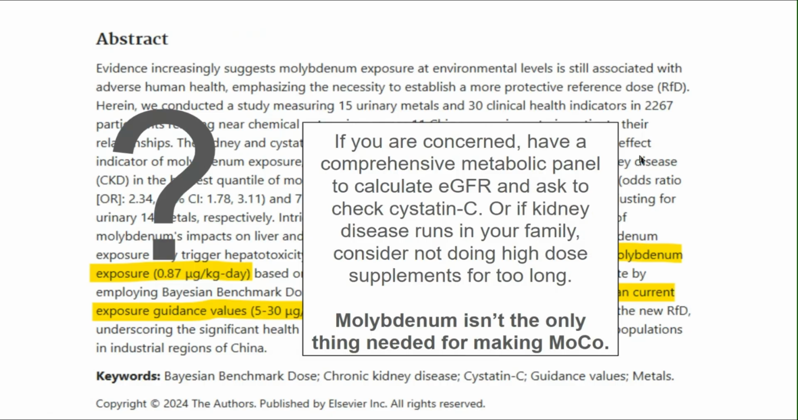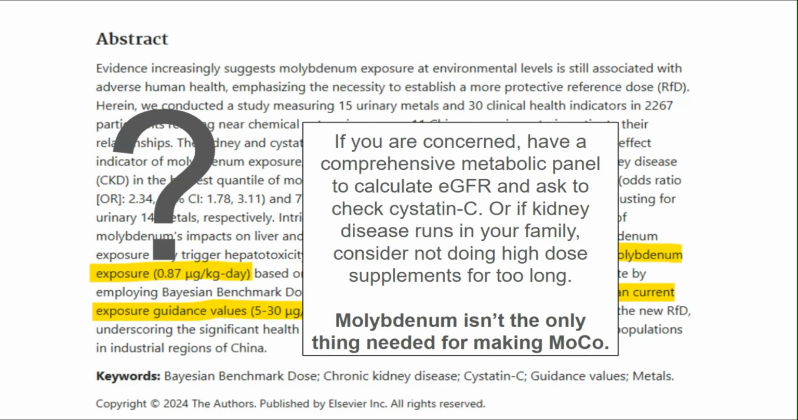So my big thing is, if you're concerned, have a comprehensive metabolic panel done and calculate your estimated glomerular filtration rate. It actually should be on there calculated. And ask to have cystatin C checked, which is an early marker of kidney dysfunction, especially if kidney disease runs in your family. Having chronic kidney disease will actually cause you to retain sulfite in your blood. And then you have this same oxidative stress problem that you're trying to solve by taking high dose molybdenum.